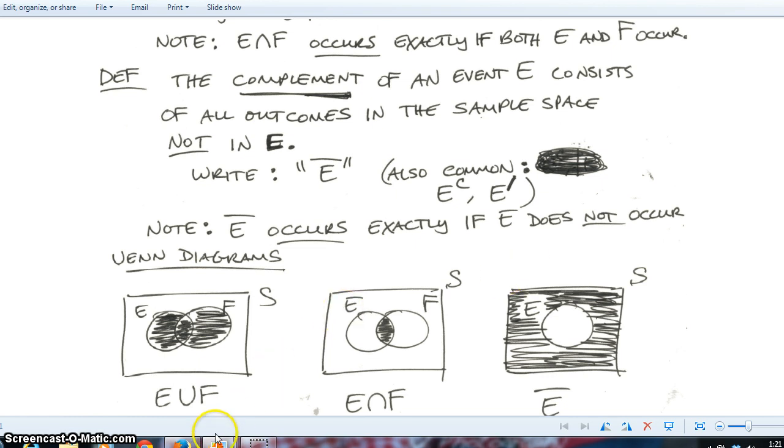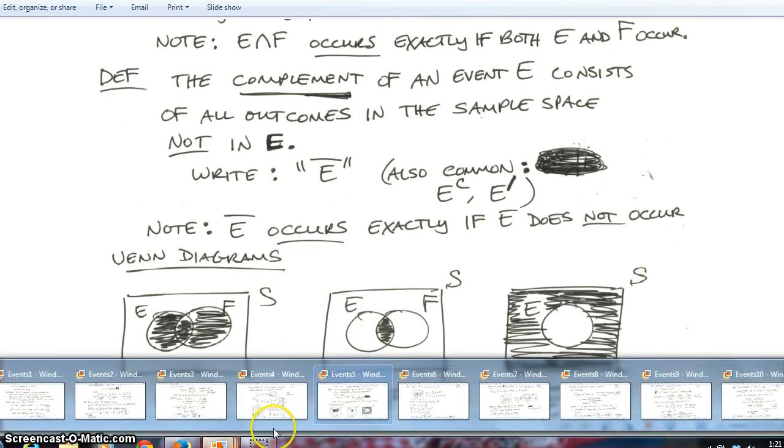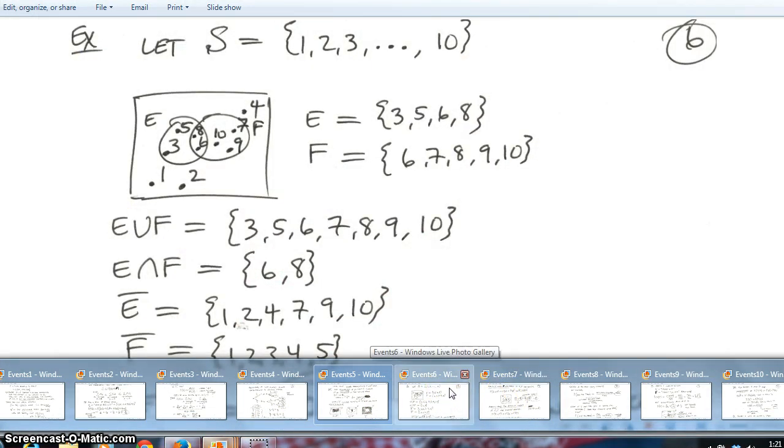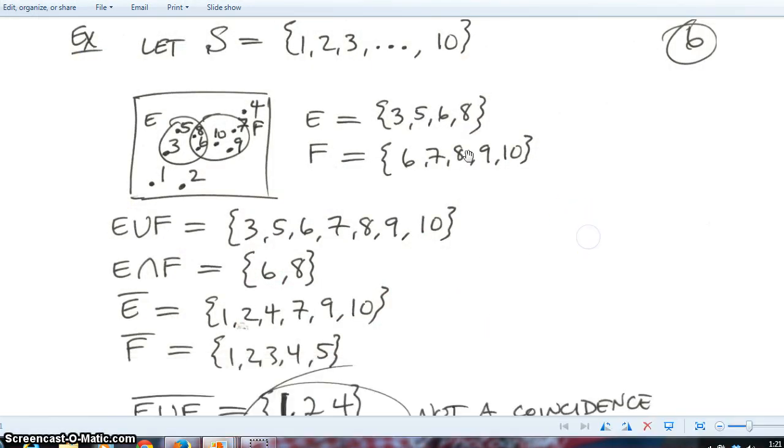Okay, so let's look at some specific examples. This can seem a little abstract at first. Okay, here we go. So let's take a sample space of just 10 outcomes, labeled 1 through 10. Now here's a Venn diagram. There's E, there's F, and you can see I've put the outcomes as dots and labeled each of them from 1 to 10. So, who gets into E? Well, if you look at which points are in E, it's 5, 6, 8, and 3. So 3, 5, 6, 8. And who gets into F? 6, 7, 8, 9, 10 makes up F.